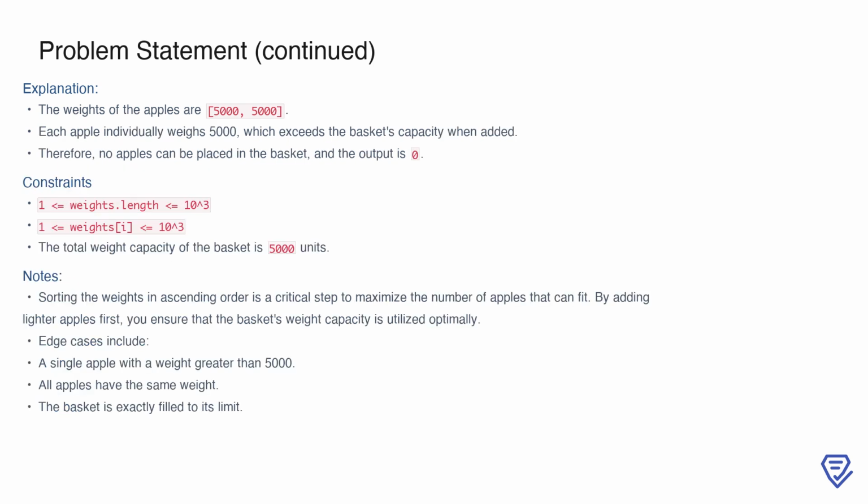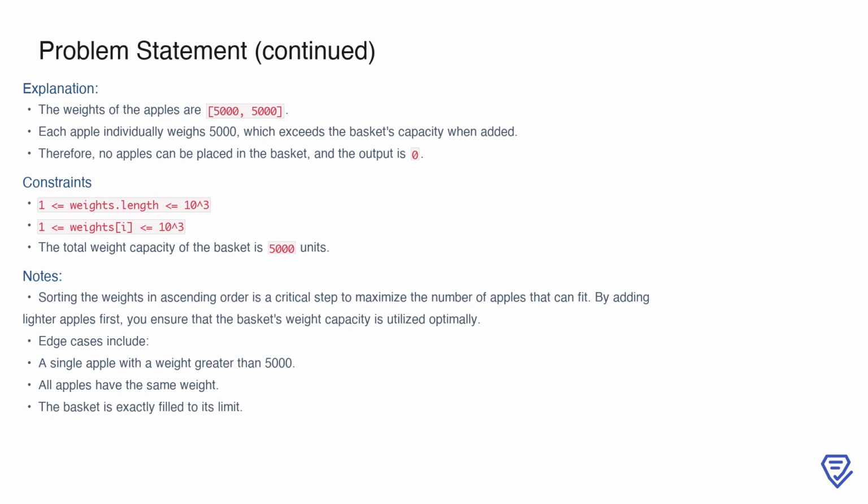Now, consider the third example where the input is 5,000, 5,000. Here, each apple weighs 5,000, which is equal to the basket's total weight capacity. However, the problem specifies that the basket cannot exceed its limit, so even a single apple cannot be added without going over. This means that no apples can be placed in the basket, and the output is 0.